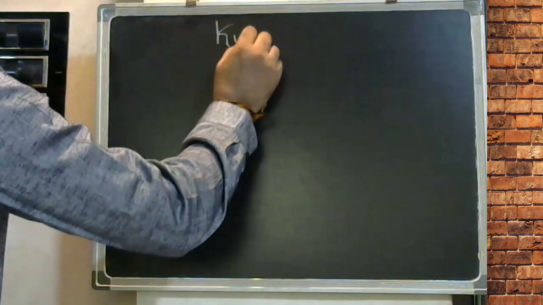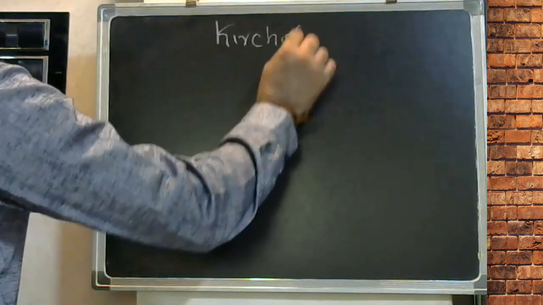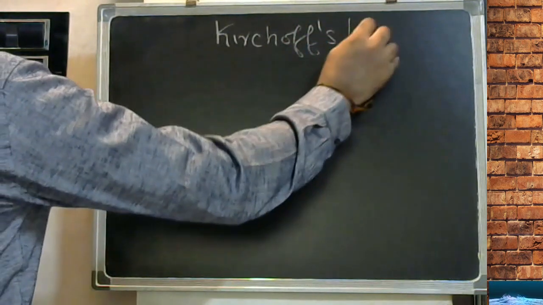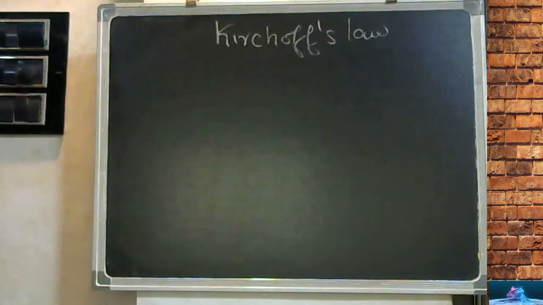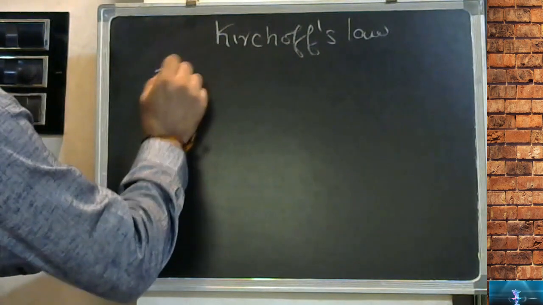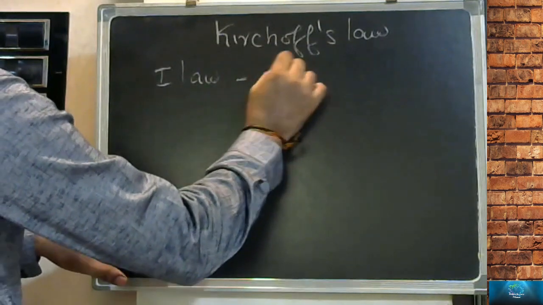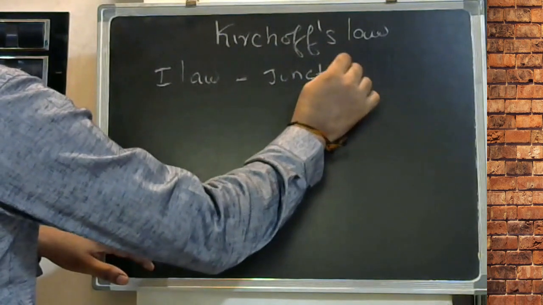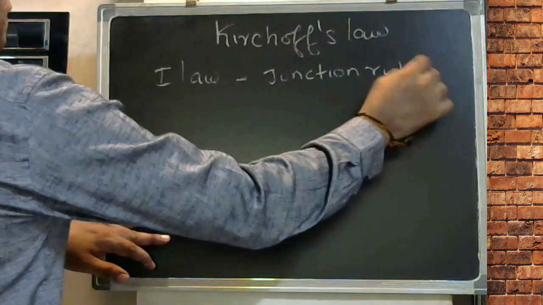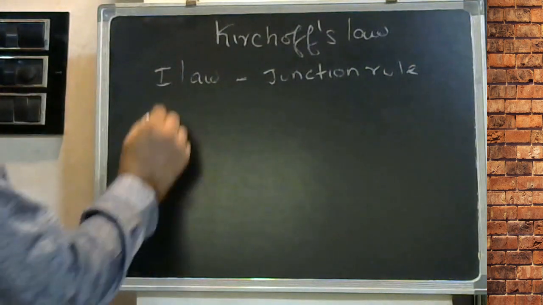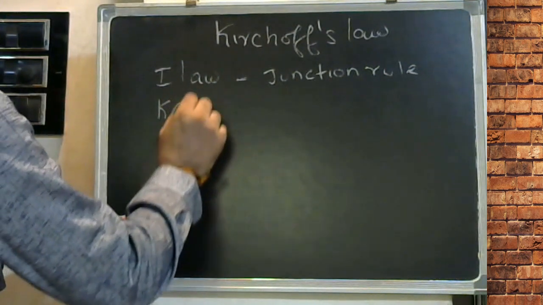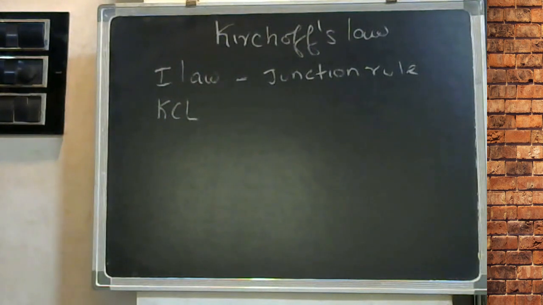We have to do Kirchhoff's law first. So let's start with Kirchhoff's law. These are two laws. The first law is always called the junction rule, and it's also called KCL, which is Kirchhoff's current law.